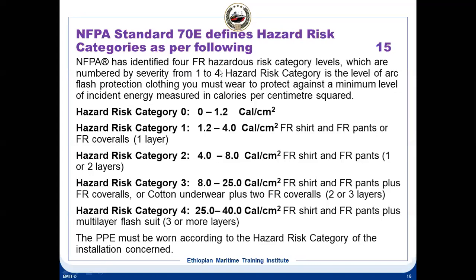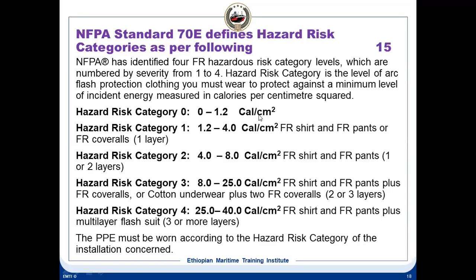NFPA has identified 4 hazard risk category levels, fire risk, which are numbered from severity 1 to 4. So 0 is not shown here, it's 1 to 4. And the hazard risk category is the level of arc flash protection clothing you must wear to protect against a minimum level of incident energy measured in calories per centimeter square. Okay, so calorie per centimeter square will define the maximum incident heat energy that a fabric can absorb and lessen the injury to a 2nd degree burn.